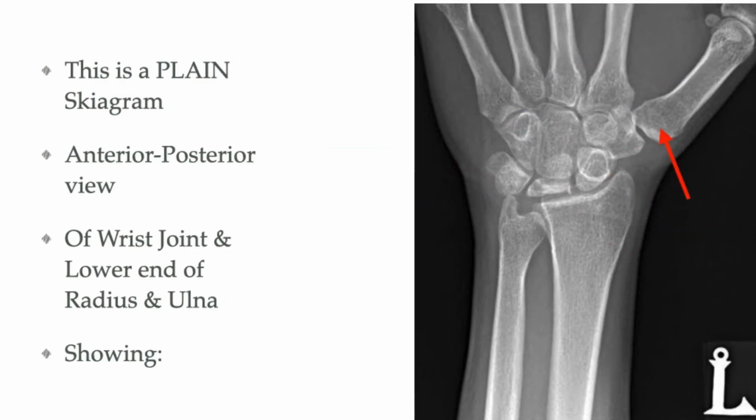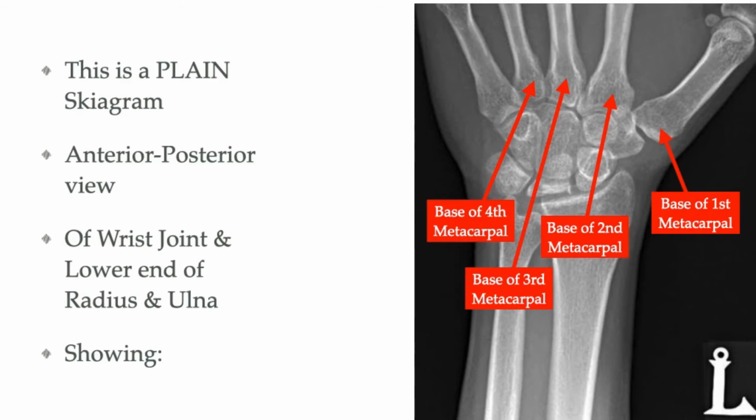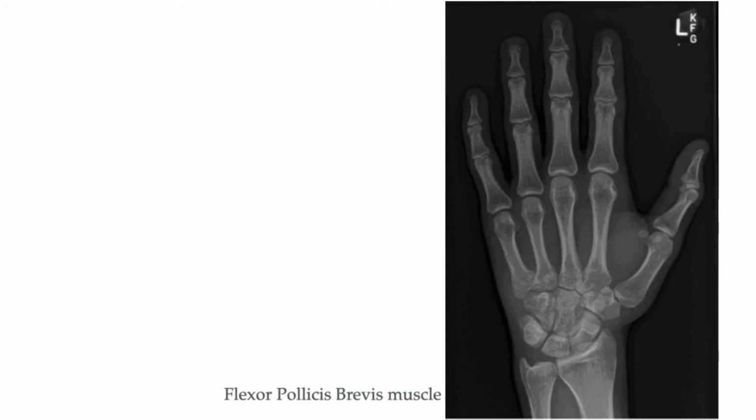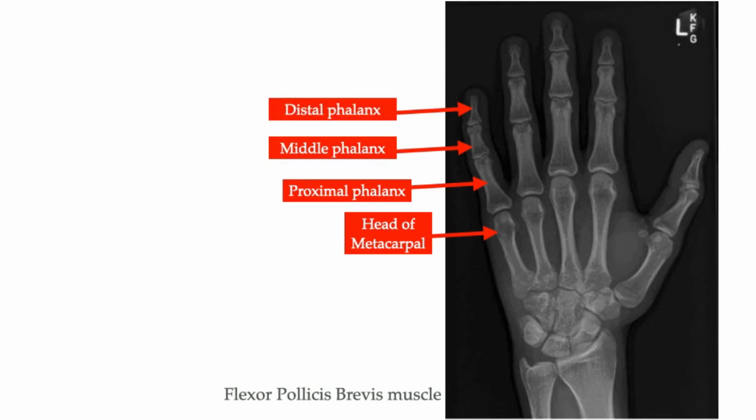Now this is the base of the first metacarpal, this is the base of the second metacarpal, third metacarpal, base of the fourth metacarpal and base of the fifth metacarpal. This is the shaft of the first metacarpal, second, third, fourth and fifth metacarpal. Now in this illustration you can see this is the head of the metacarpal and this is the phalanx. So this is the proximal phalanx, this is the middle phalanx and this is the distal phalanx. You can also appreciate that in the first digit, that is thumb, we have only proximal and distal phalanx. Middle phalanx is not present in the first digit.